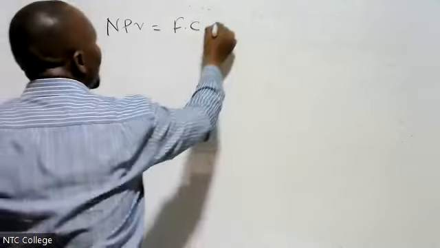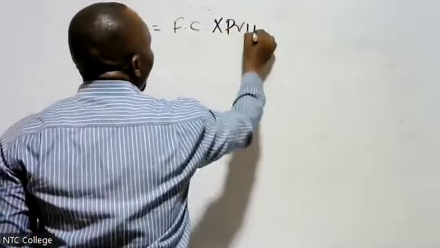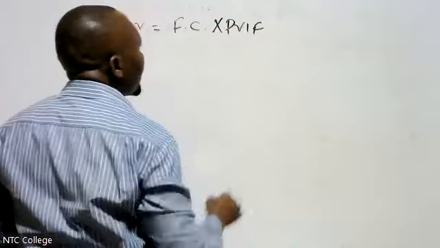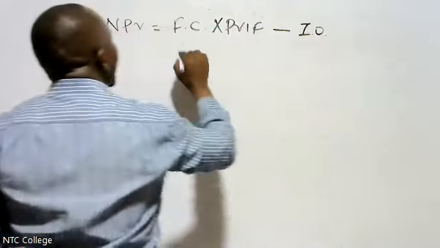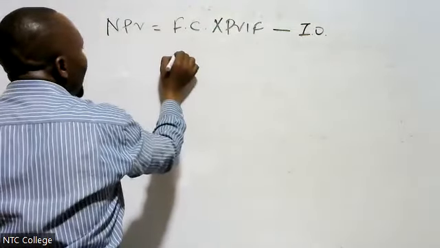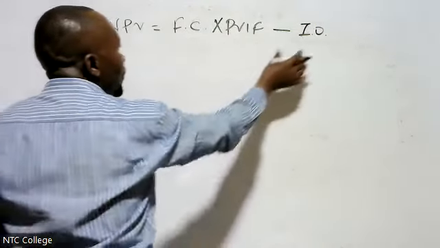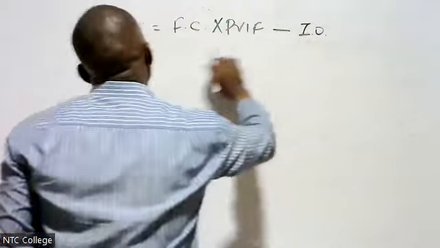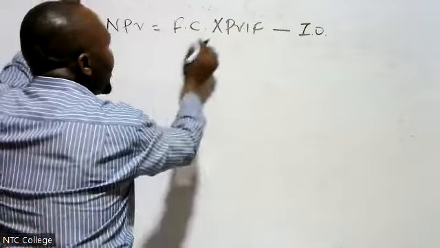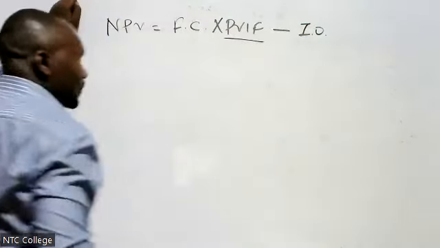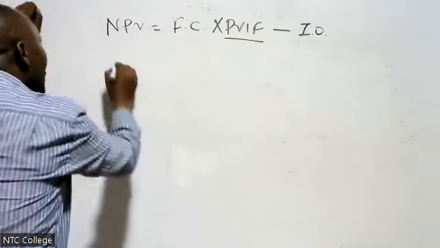So it is normally free cash flow times the PV factor, minus the initial outlay. This cash flow is basically the total revenue minus total cost before we remove the cost of investment. So therefore, from here, we can see that we need something called the PV factor. We have to discount.